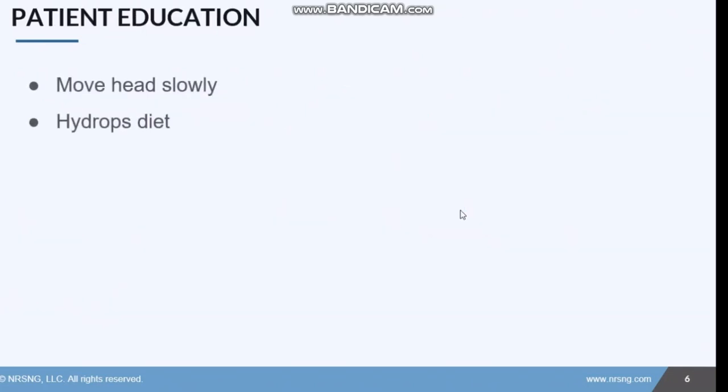Okay, so patient education is pretty straightforward with this disease process. First, we want to be teaching about different things to help prevent the vertigo and to help manage that. We want to teach patients to move their head slowly, avoid super sudden movements, anything that could cause a jarring motion with their head that could worsen their vertigo. Then we also want to be teaching about the low sodium diet if indicated.